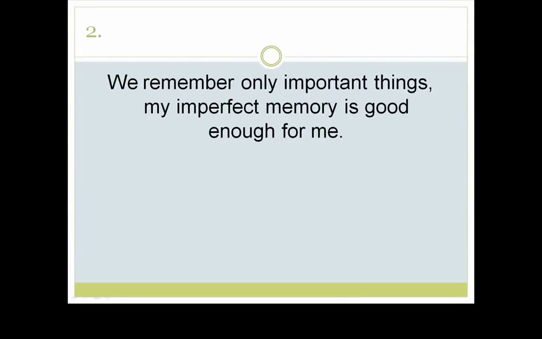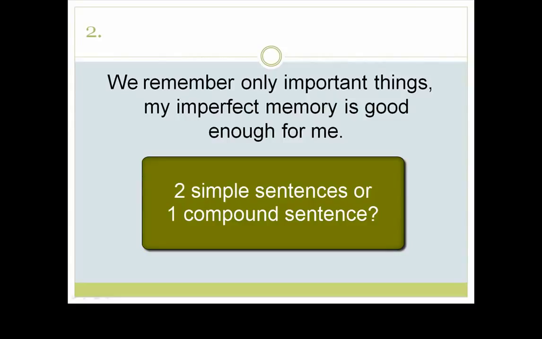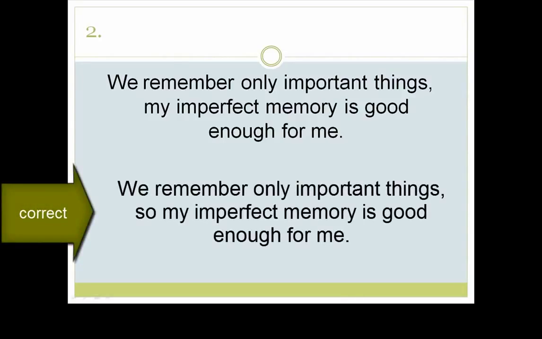2. Here again we have two independent clauses. This is a comma splice. Remember, we can't join independent clauses together with only a comma. So we could make two separate sentences, or we can select a coordinating conjunction. I would suggest so to express a result. So my suggested answer is, we remember only important things, so my imperfect memory is good enough for me.